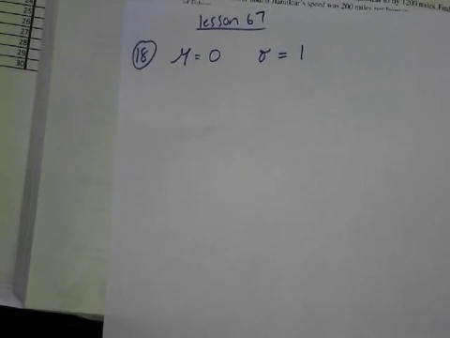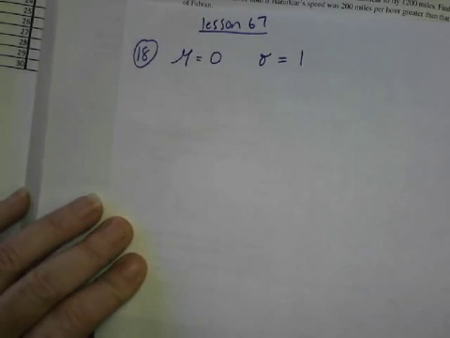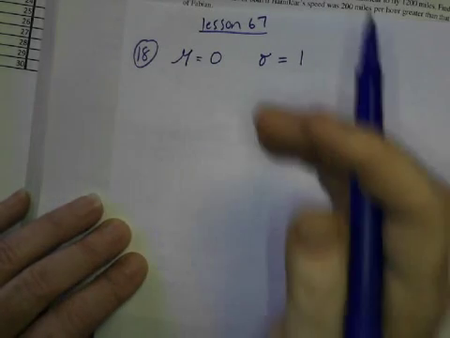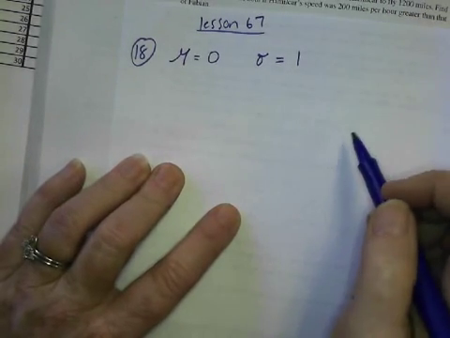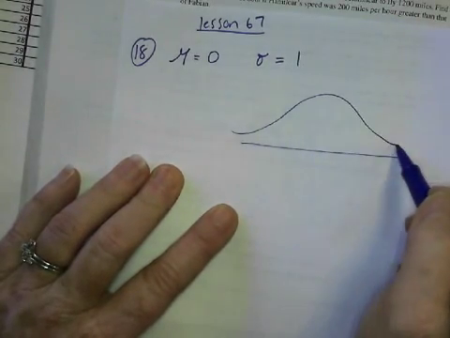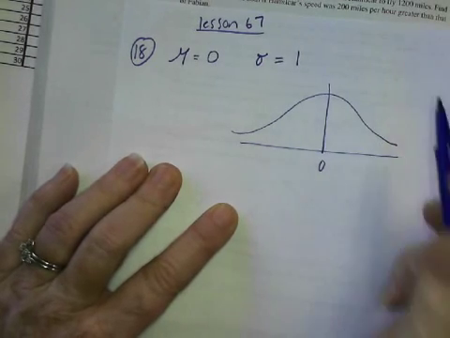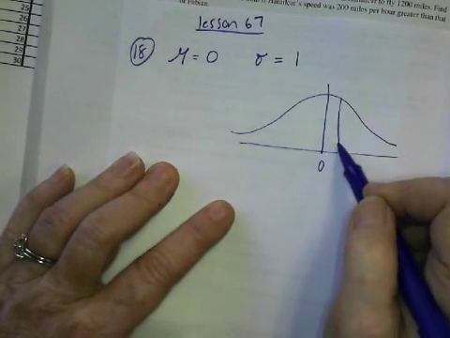is less than 67. Number 18 says the data is normally distributed with a mean of 0 and a standard deviation of 1. Approximately what percent of the data lie between 0 and 2? So I could draw a picture of it. It's a bell-shaped curve. The mean is 0. So that's 0. Standard deviation is 1.